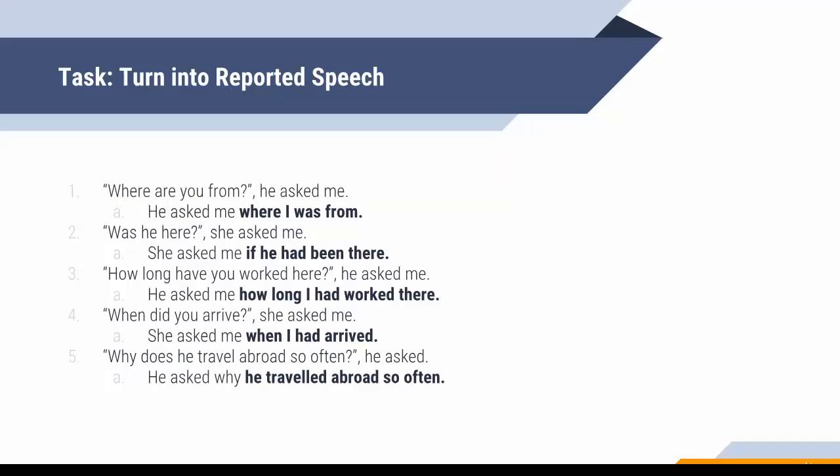When did you arrive? She asked me. She asked me, question word when, I, after that one step back in time, when I had arrived. Why does he travel abroad so often? He asked me why he, and after that, does he travel? Present simple, one step back, past simple. Why he traveled abroad so often.